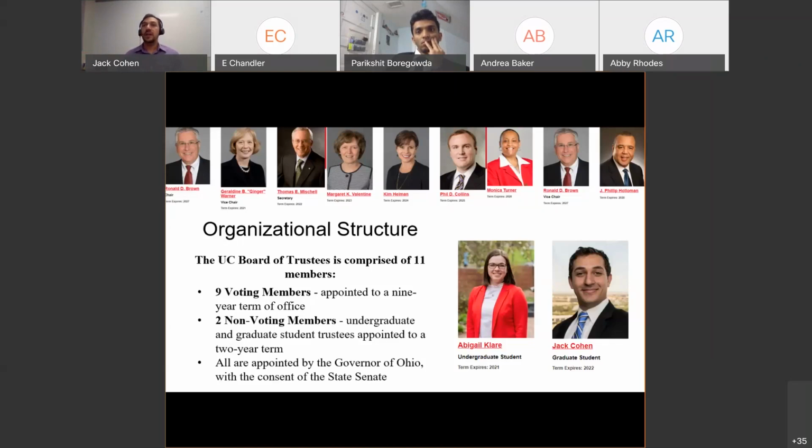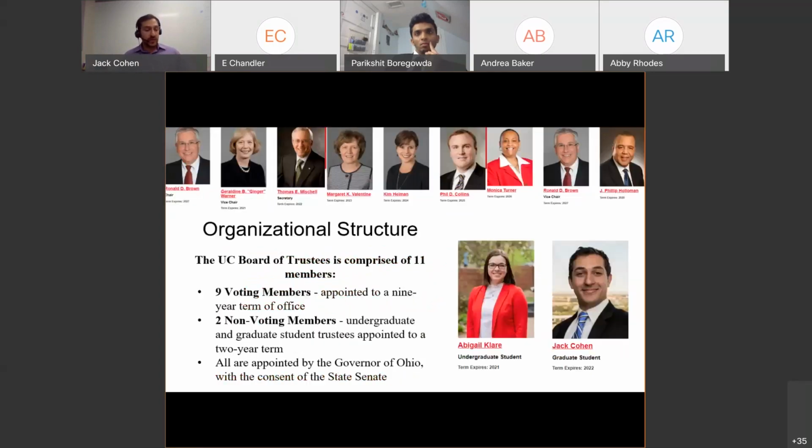The way they get us in these positions, we're non-voting members, so we don't actually get a say, right? We don't actually get a vote, I should say, on the budget and presidential appointments and salaries and contract negotiations. But we do get a say. We do get a seat. We do get to voice our opinions. We do get to voice the opinion of the graduate student body, or the undergraduate student body in the case of Abigail, wherever we can.